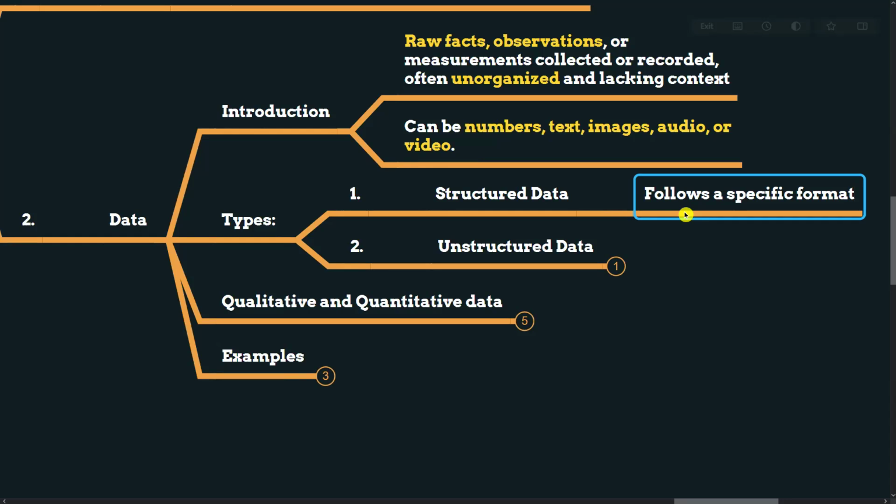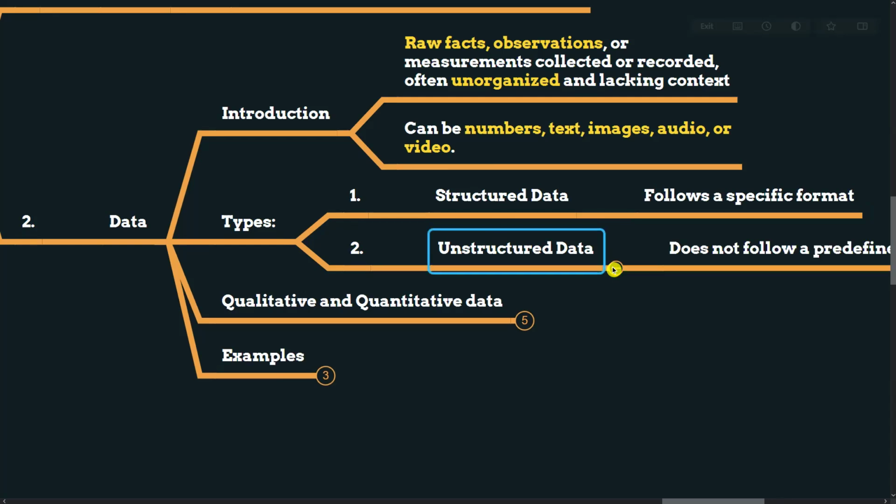In one column, all the dates are there. In another column, the sales figures, the numbers of sales. And in another column, the customer name is there. So this is also data, but it is organized. It's structured. It is following a specific format. That is something called structured data, right?